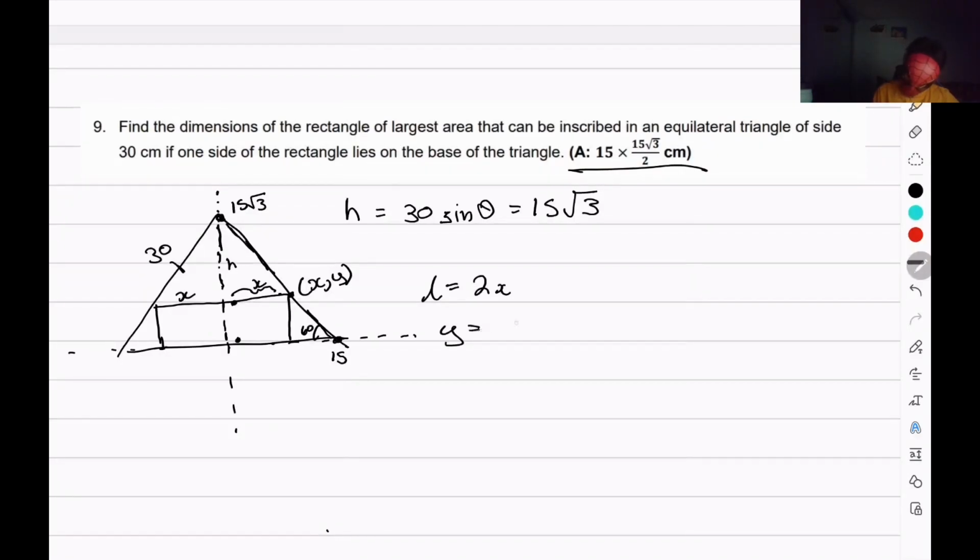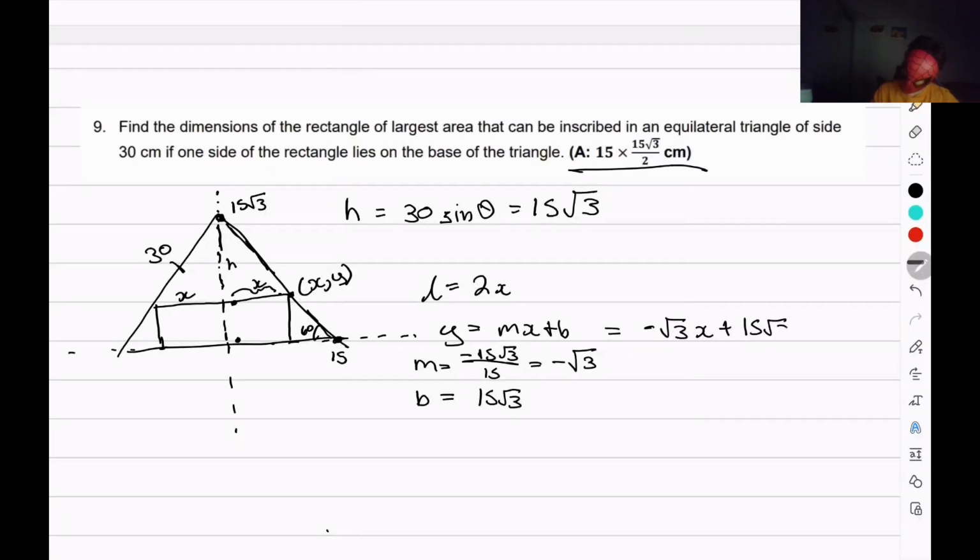So y is equal to mx plus b, where m is equal to, we'll do rise over run, 15 root 3 over 15, which is negative root 3. The b, not the base, is 15 root 3. So mx plus b is negative root 3 x plus 15 root 3.